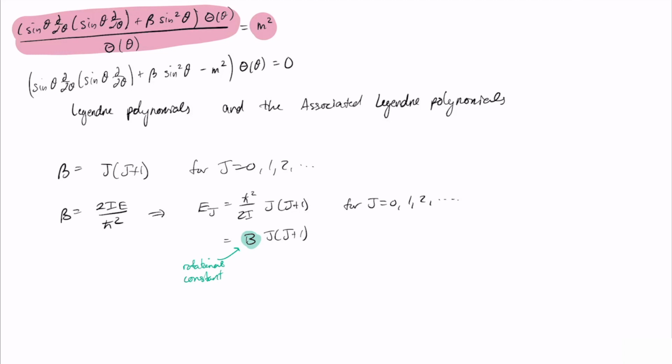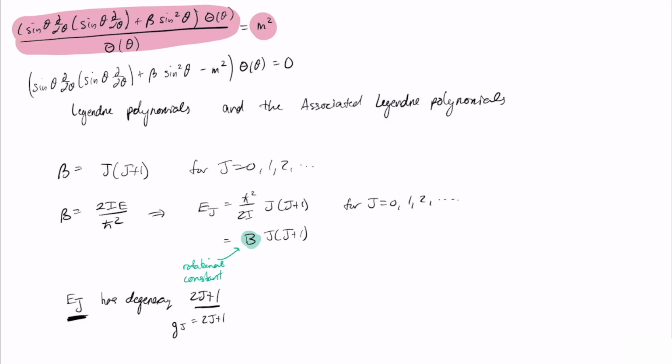And the other important property that comes out of solving this is that the energy with value j has degeneracy 2j plus 1. So what does degeneracy mean? What this means is that there are in fact 2j plus 1 different linearly independent eigenkets that all have the same energy Ej. So this is written as g sub j is equal to 2j plus 1.